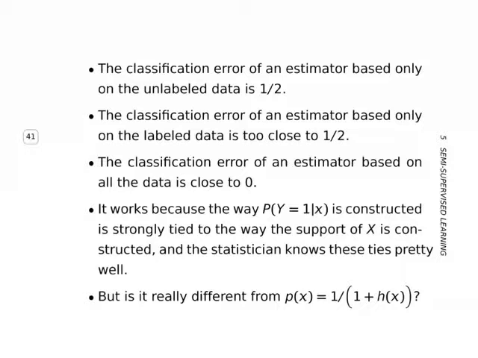But it worked because the way the conditional probability of y equal 1 given x was constructed was very strongly tied to the way the support of x is constructed, and I knew it. And the question is, is it really different from assuming a direct relation between P and H?